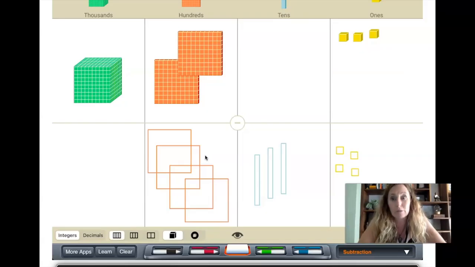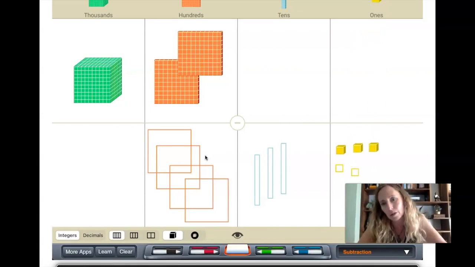Okay, now I'm pulling my 5 ones down, and as I'm doing that, I'm noticing that I do not have enough ones right now to take 5 away. I need more ones. So I'm kind of going to the bank, as they say, to regroup those bigger place values so that I can bring some over to the ones place. I need 2 more. I don't have any tens to borrow.